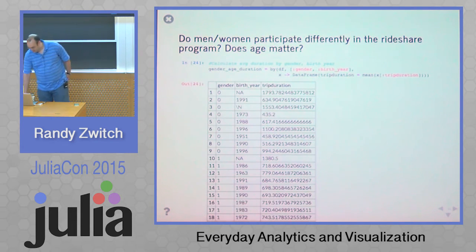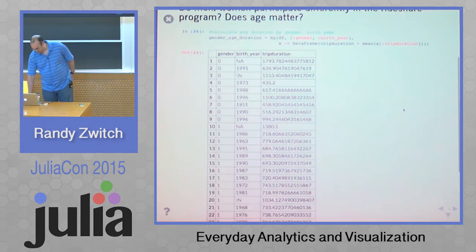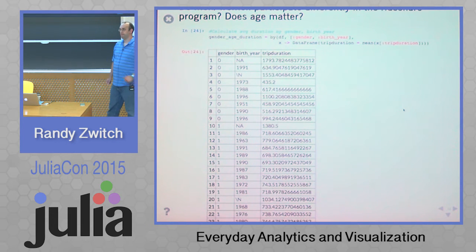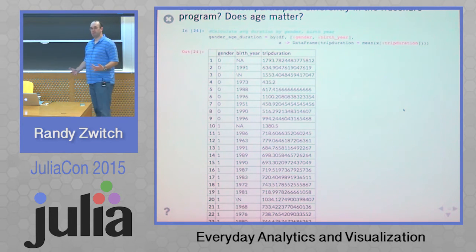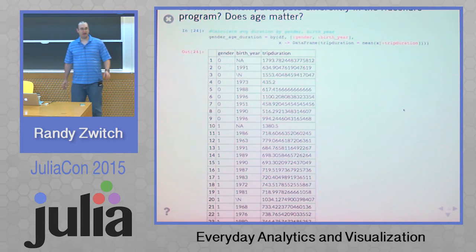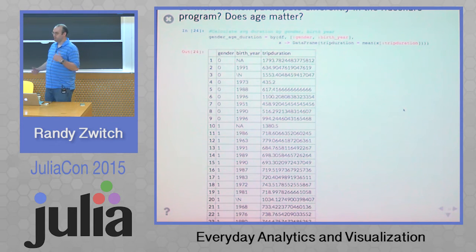Okay. So now you can see that we have gender, birth year, and then average trip duration. As I talked about before, plotting 8 million points really isn't going to be an easy way to do a scatter plot. So I took the average here just to summarize the data down and make it a little easier for us to plot.